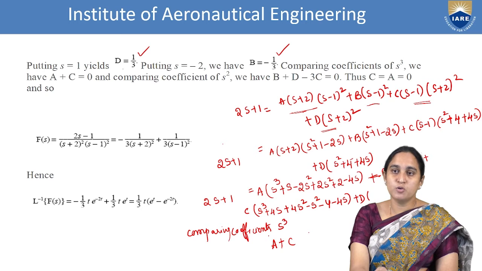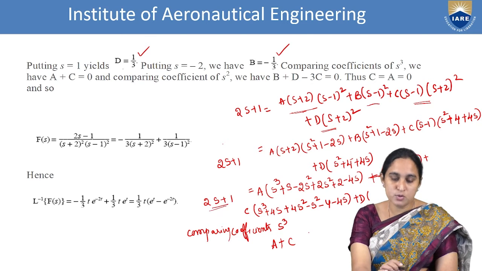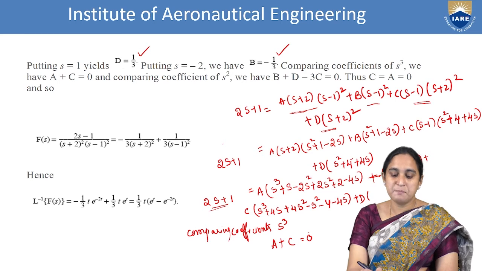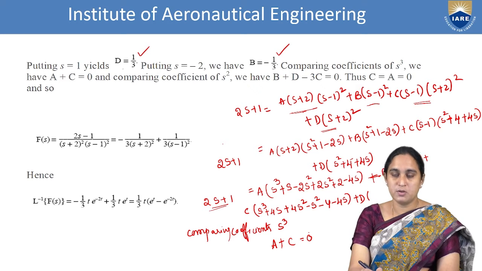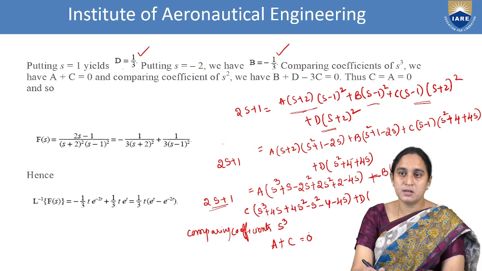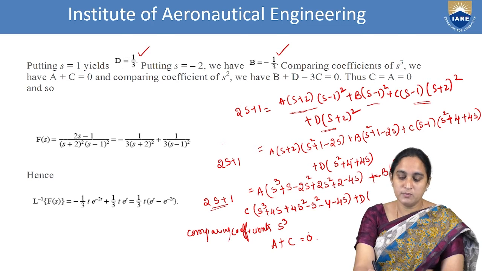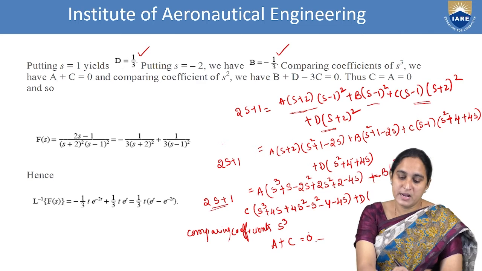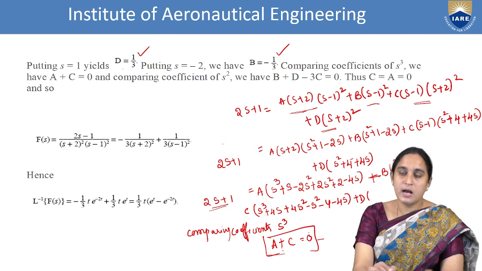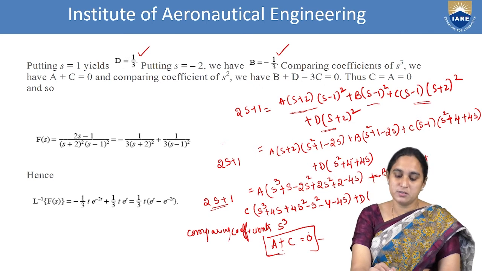Okay, if we compare the coefficients of S cube on both sides, for the LHS side there is no S cube term. That means that value is equal to how much? 0. Okay, that is A plus C is equal to 0. Comparing the coefficients of S cube, we got A plus C is equal to 0. We got only one equation, not the unknown values of A and C. Okay, and next I'm comparing the S square coefficients also.